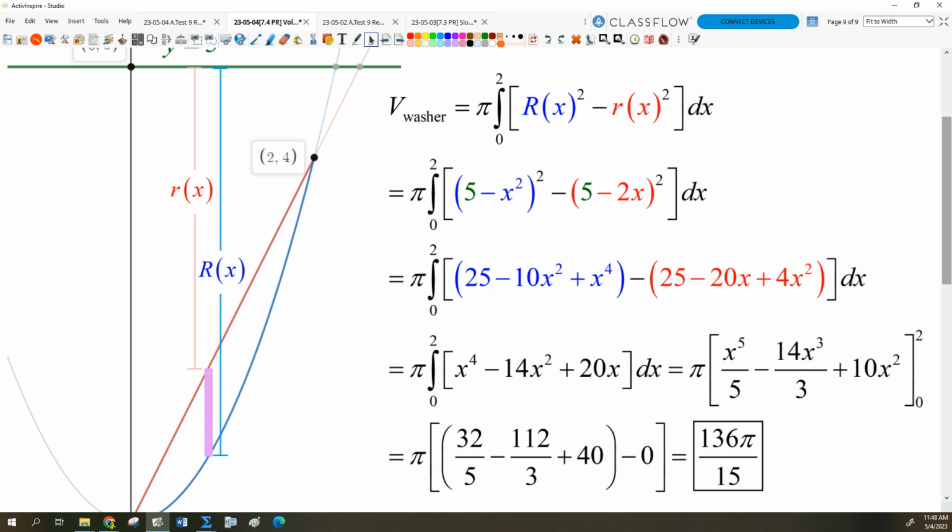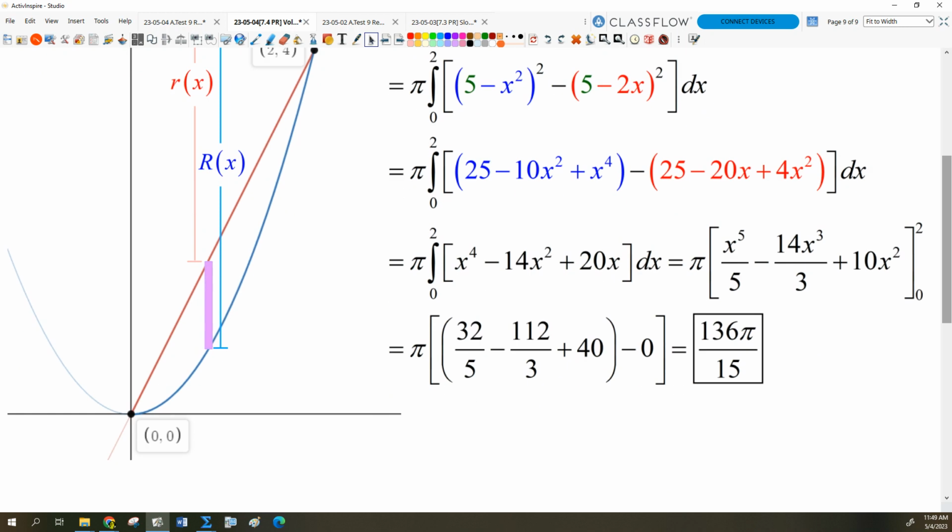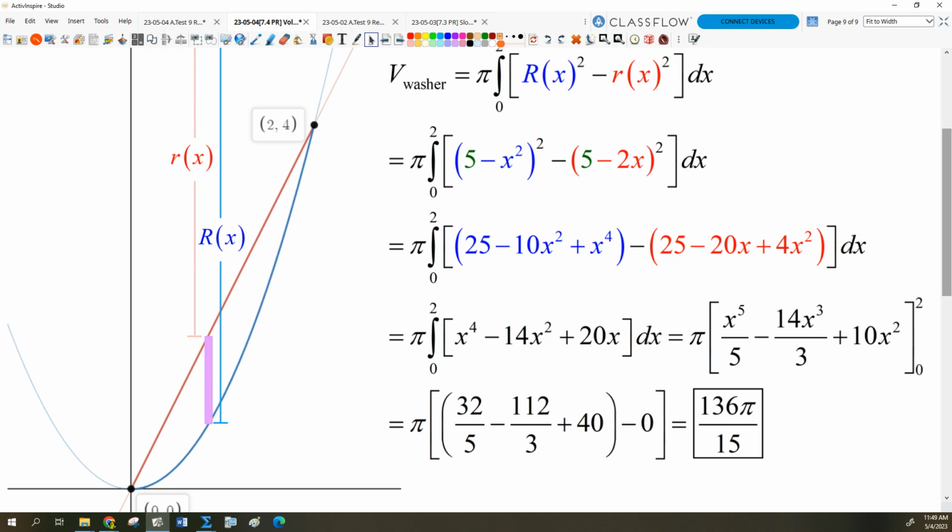And now I just use my washer approach, right? We're making slices through the x-axis. So that is our beginning. That is the definition of volume by washers, is that pi times integral of outer radius squared minus inner radius squared dx over whatever my limits of integration are. We're going from 0 to 2 in this case. How come 0 to 2? Well, because the intersections start at x equals 0 and they intersect up here at x equals 2. Yep.